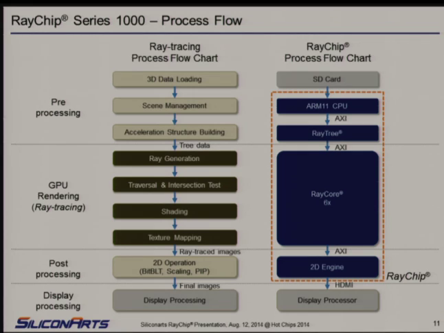In the post-processing stage, the 2D engine performs operations such as bitblt, scaling, and PIP, and then the final rendered image is delivered to the display processor. So RayChip contains all of these above-mentioned hardware blocks that are needed to implement real-time ray tracing.